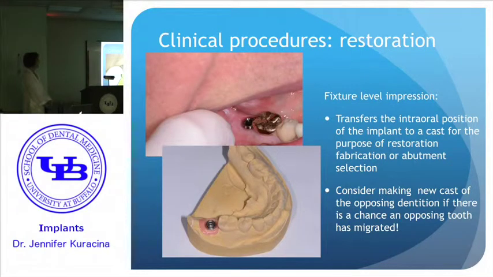And so again, this is from one of their lectures. We talk about the function of the fixture level impression, that it's either to generate a cast to make the restoration or to select an abutment.